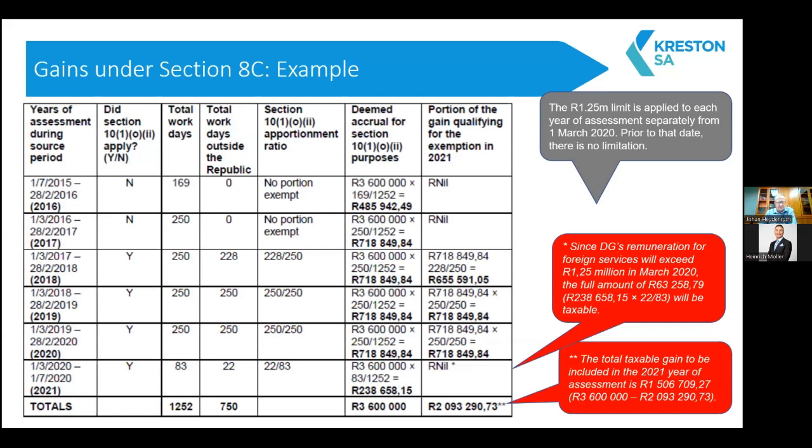And you do the same. So in your 2019 year, you say, I was in Nigeria for the full 250 days. So the full 718,000 is then subject to the 10(1)(o) exemption. There's no limitation. So the full amount is exempt. And you do the same thing for 2020. And now in 2021, you do the same. Out of the 83 working days to which this option relates, 22 was in South Africa. So 22 over 83 is 238,000 rand. But I've already used up my 1.25 million because I've got a bonus of 900 and I had a salary of 400.